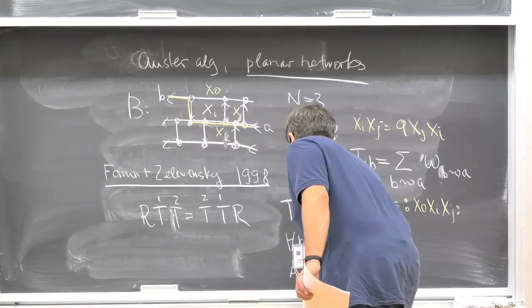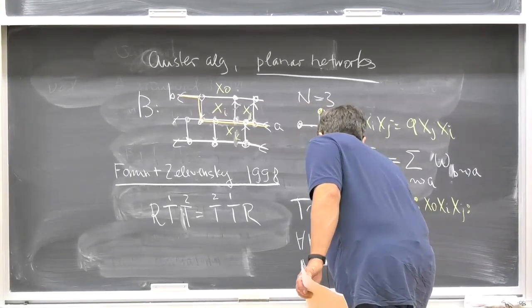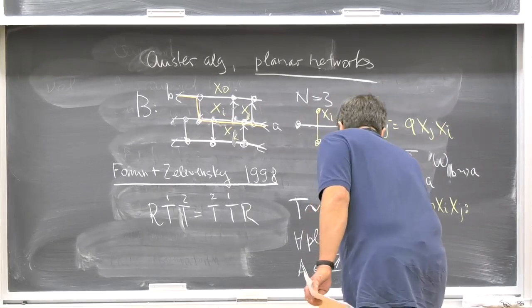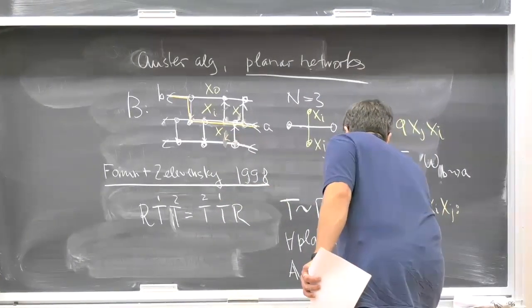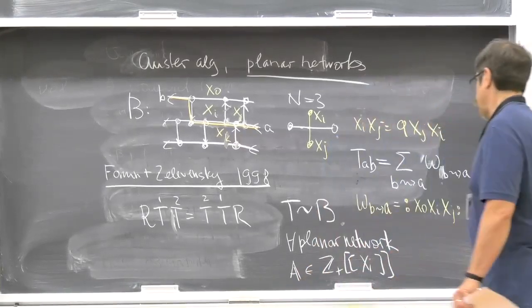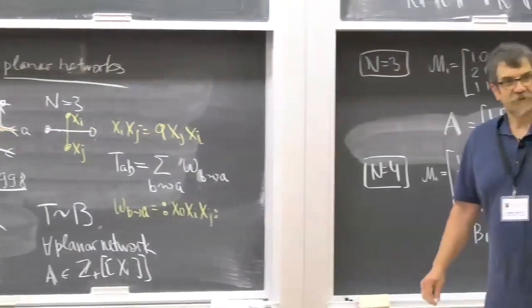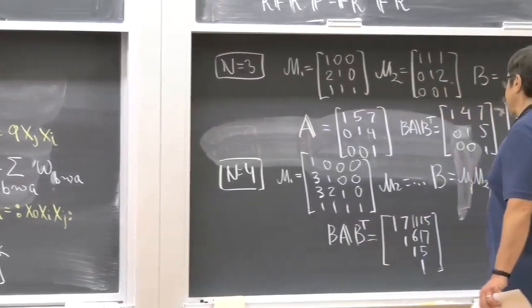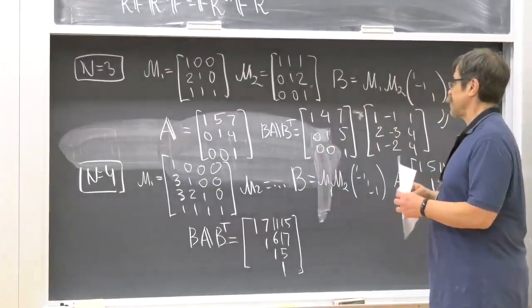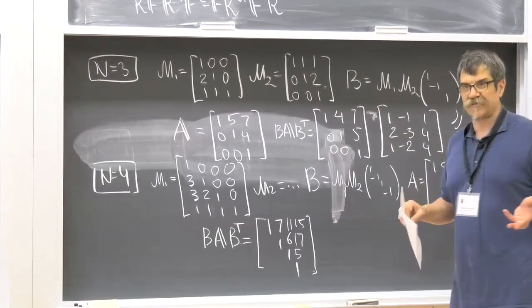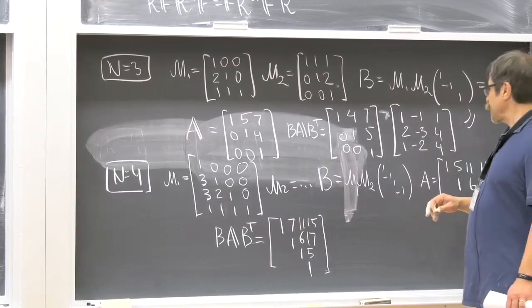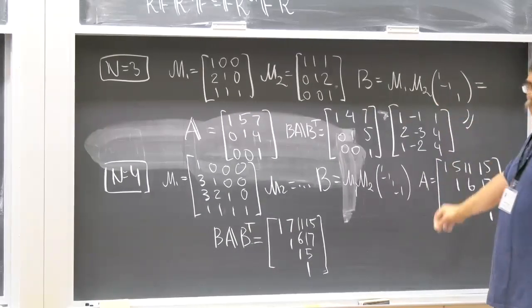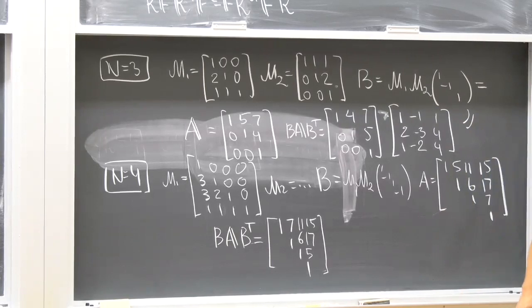So A now belongs to Z plus of the corresponding variables xi, the cluster variables. And you see, there is still no theory about it, it's just some numerical experiments. Numerical literally, because there are just multiplications of numbers. And you see what is happening.